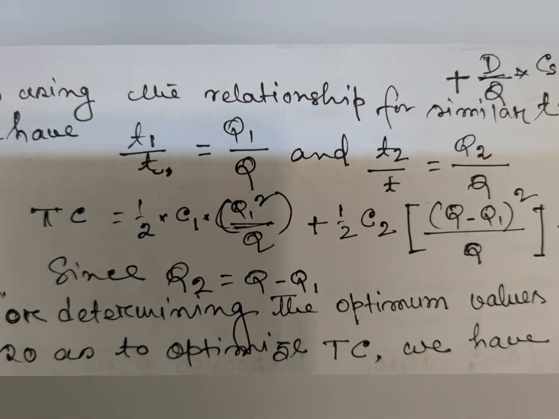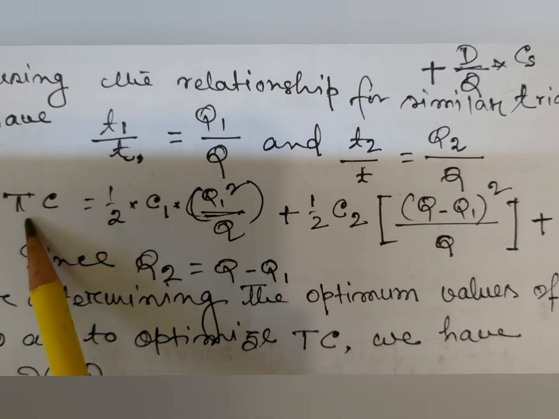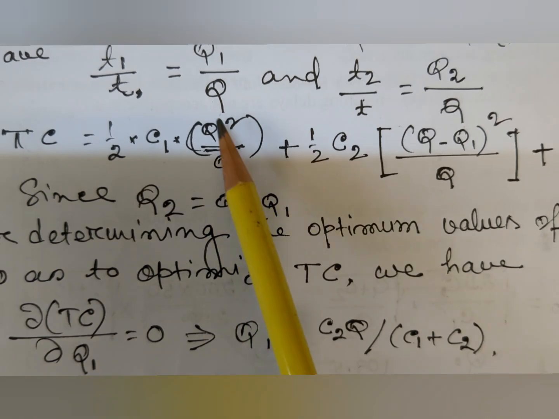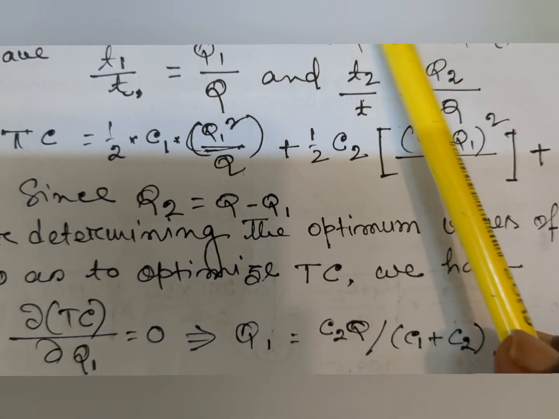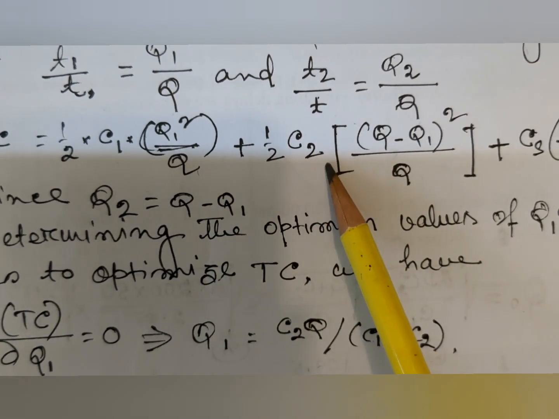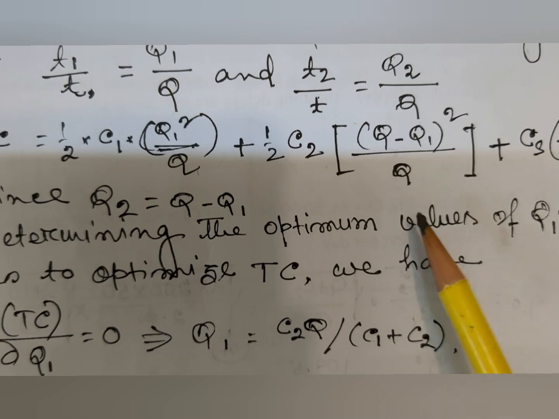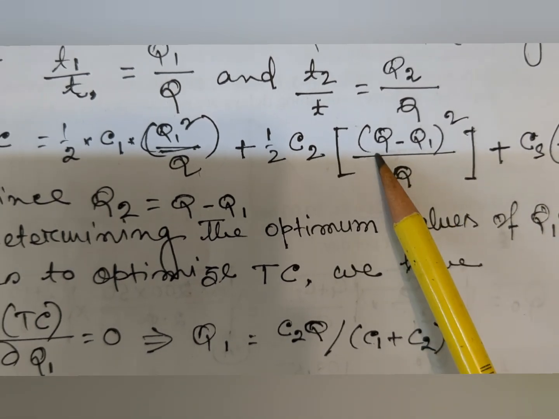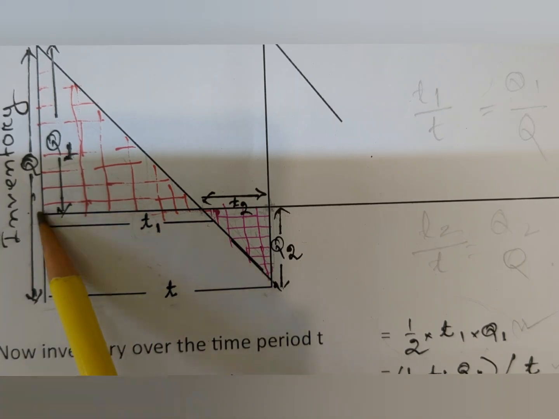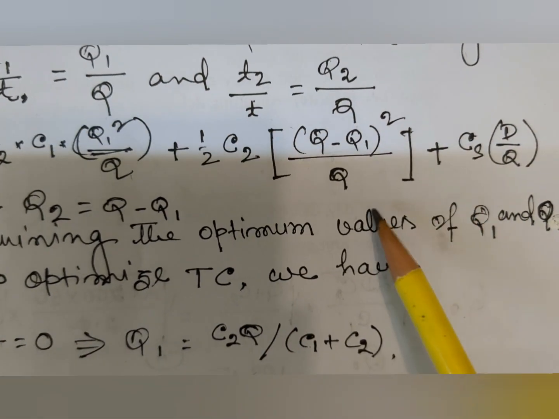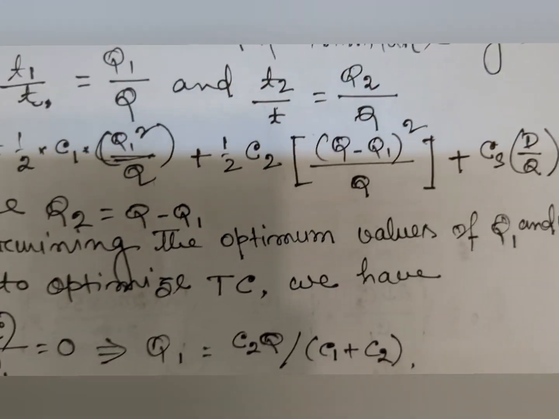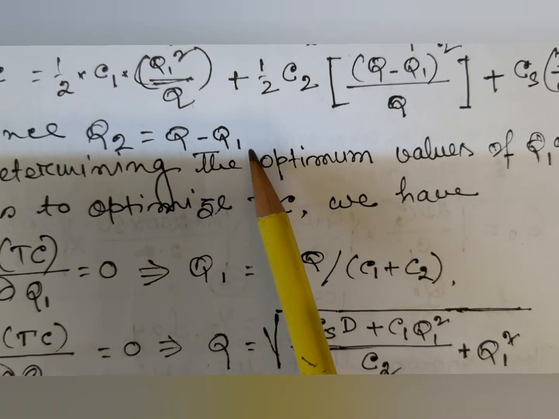Now, putting this value to this expression, we can write total cost is equal to half into C1 into T1 by T. In place of T1 by T, we have written Q1 by Q. Already Q1 is there. That's why Q1 square by Q plus half into C2 (Q minus Q1) whole square divided by Q. Why this? Because Q1 plus Q2 is equal to Q. You can see from the graph Q1 plus Q2 is equal to whole Q. That's why you can write in place of Q2, Q minus Q1. That we have written, because we have to convert to two variables Q and Q1, and plus CS D by Q already noted here. I have already mentioned since Q2 is equal to Q minus Q1.